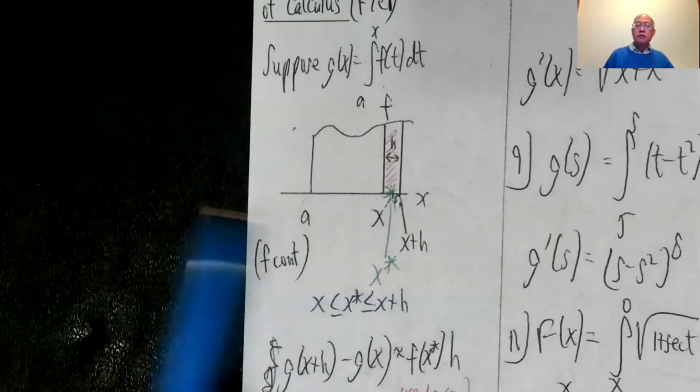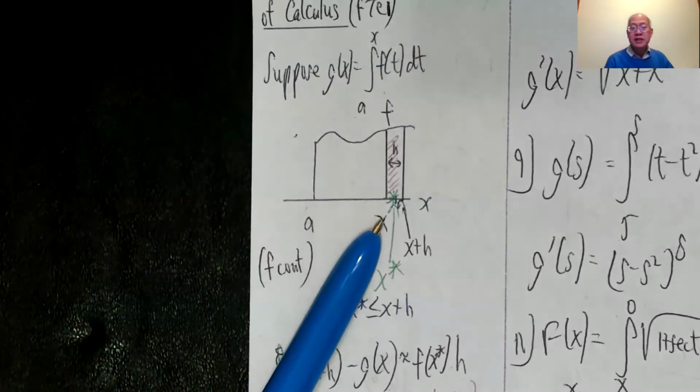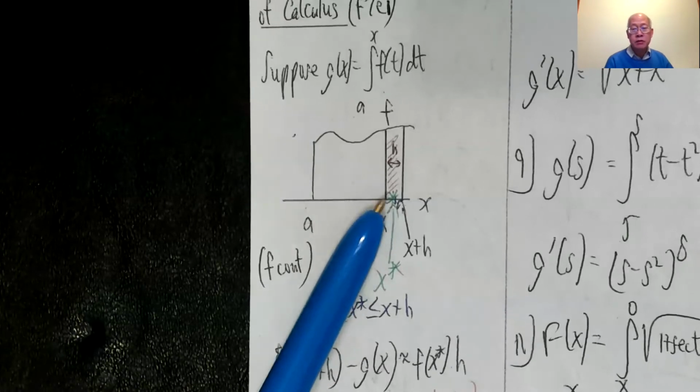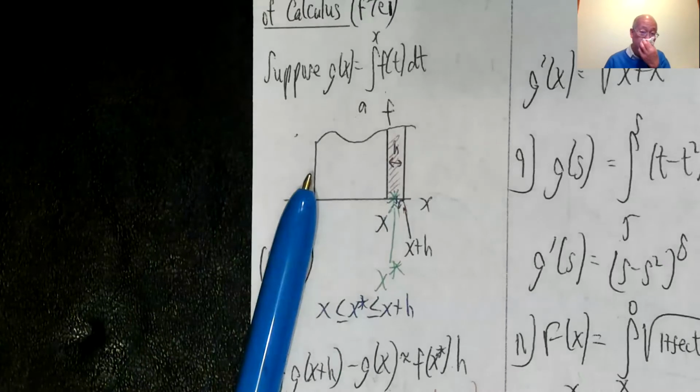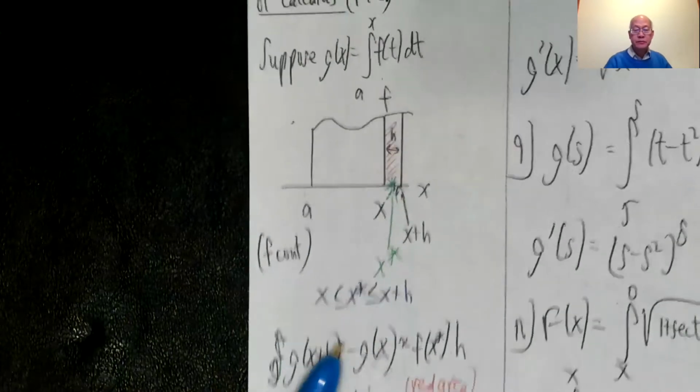I'm going to move a little bit to the right, call it h. So I have from x to x plus h. In between, I have a point x star. Where's x star? Anywhere between x and x plus h. It could be right in the middle, or the left endpoint or right endpoint. It doesn't really matter. So x is less than or equal to x star, less than or equal to x plus h.